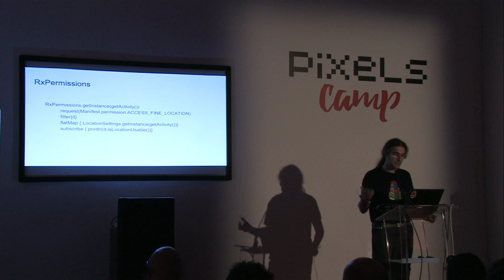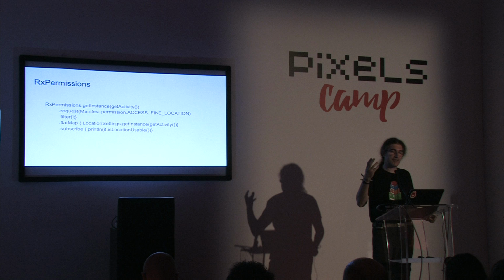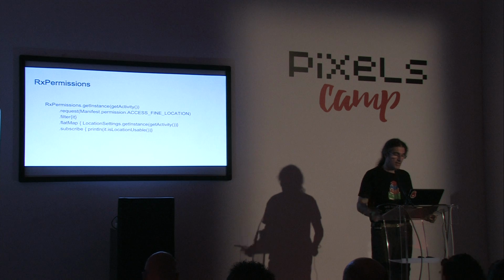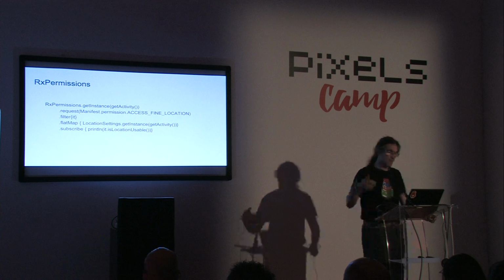And this example shows a place where I need the location. So I must first request the permission to access the location. And if I have permission to access the location, I have to check if the location is active. So I use a library called Rx Permissions. And if you see the example, I request the permission.